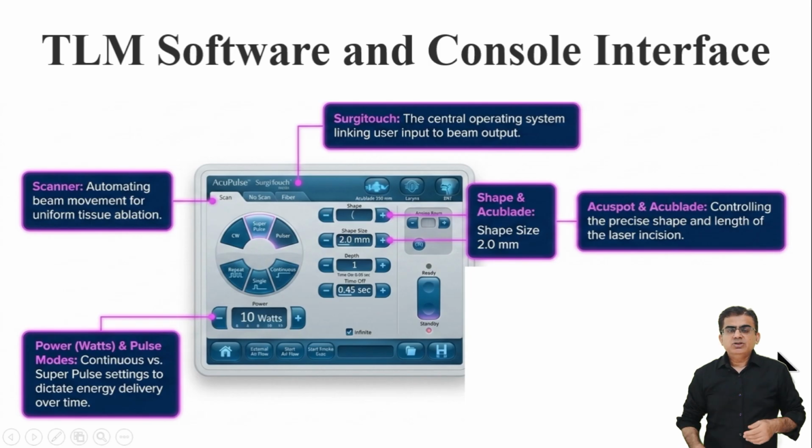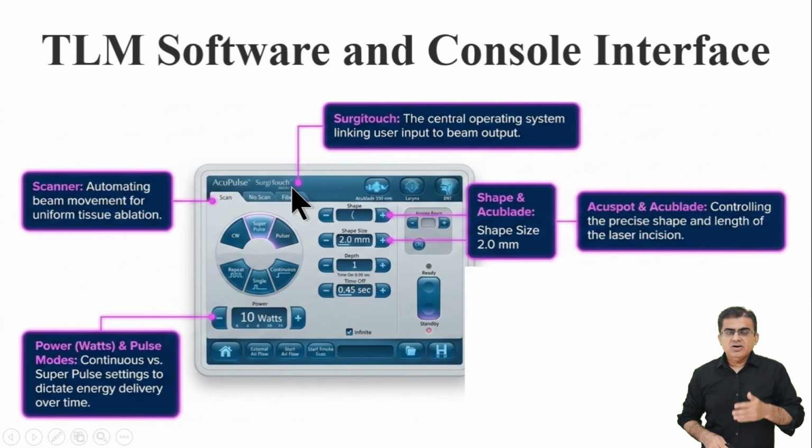Let us now look at the computer screen of the laser machine. This is exactly what you will see in the operating room. Look at the top center of the screen. You see the word SurgiTouch. This is the main operating software of the laser machine. It basically translates what you want to do into an actual laser output.